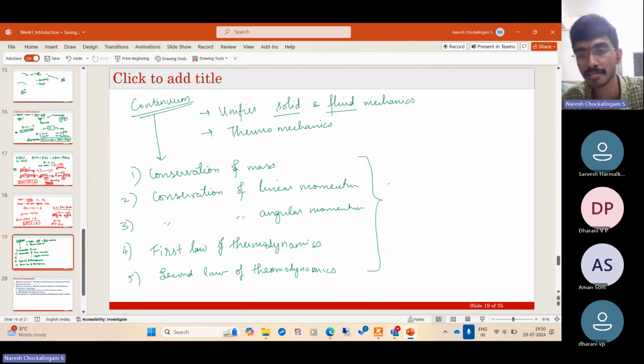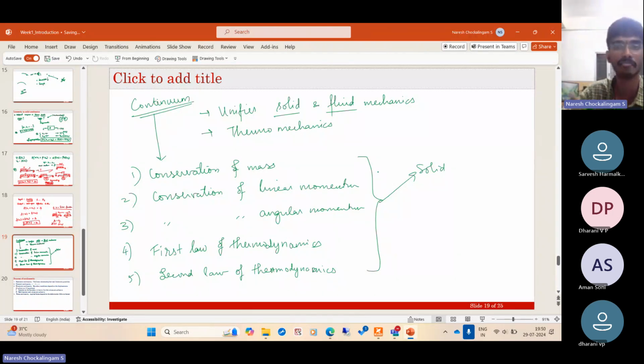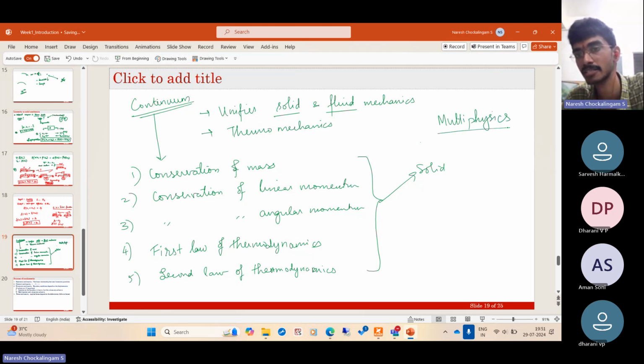So this can apply to solids, fluids, stability problems, plasticity, elasticity, thermodynamics, heat flow, aeroelasticity, and so continuum basically unifies different areas of physics. Therefore, such areas where multiple physical things, say electrostatics, electrodynamics, magnetostatics, magnetodynamics, electromagnetism, solid mechanics, fluid mechanics are all put together, these problems are called multi-physics problems.